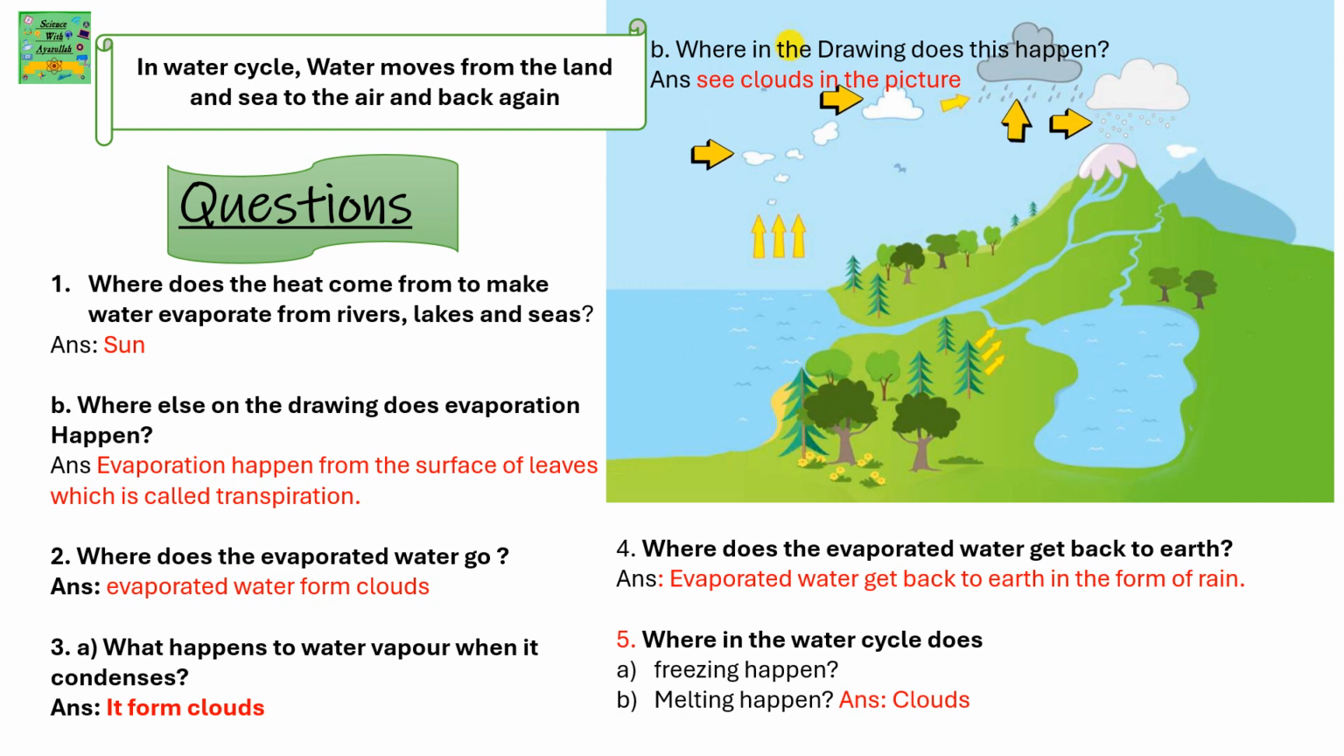What happens to water vapor when it condenses? The water vapor forms clouds. Where does the evaporated water get back to earth? The evaporated water gets back to earth in the form of rain. Where in the water cycle does freezing happen and melting happen? Both these processes happen in the clouds. The clouds are formed by freezing of water, while the rain is the melting of the clouds. Where in the drawing does this happen? You can see the clouds in the picture.